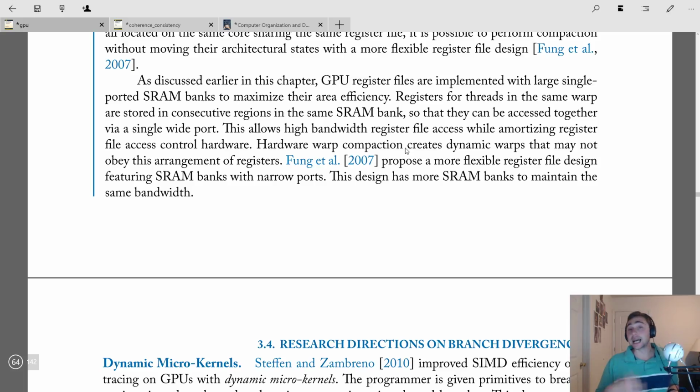But as you may have already guessed, there's a problem if we start rearranging threads, and that's that things like warp compaction creates dynamic warps that don't obey this contiguous arrangement of threads. All of a sudden we have threads from different warps. Those should actually go to different banks. So of course this was noticed in this 2007 work, and they proposed a more flexible register file design featuring SRAM banks with narrow ports. This design has more SRAM banks to maintain the same bandwidth, right? So we need to be able to access more banks in order to access registers from potentially different banks if we're rearranging where the threads are with dynamic warps.